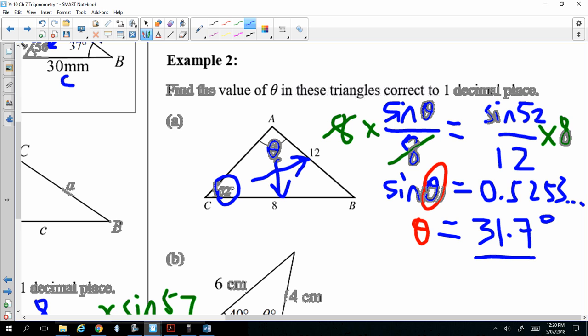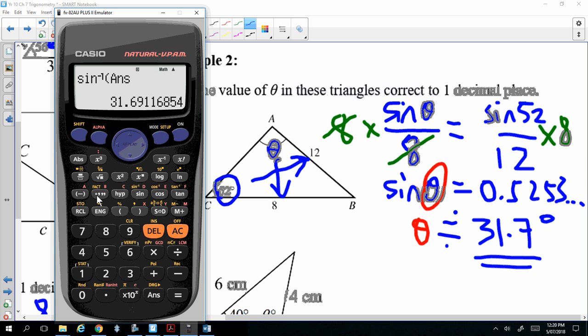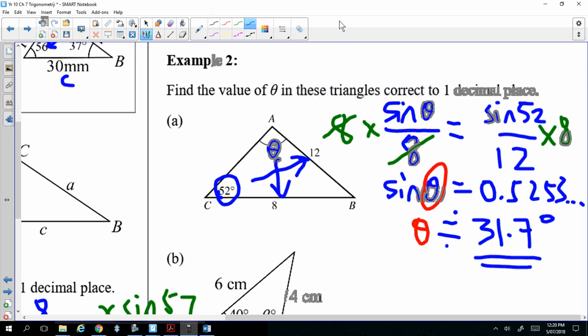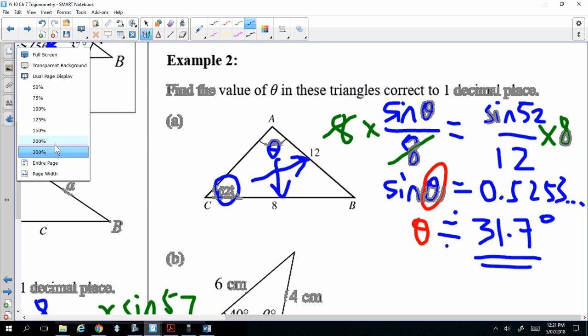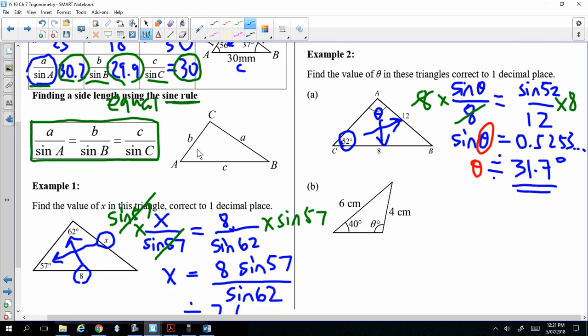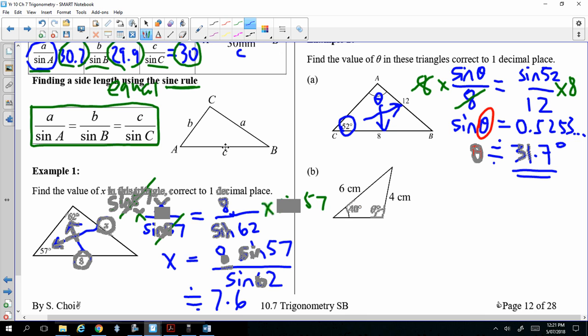Of course, you know how to do it in minutes, so you want to be in minutes. 31 degrees, 41 minutes. Okay, so by pressing this button. Okay, good. Try the next one. So it's a very convenient formula. This is called the sine rule. Let's continue.